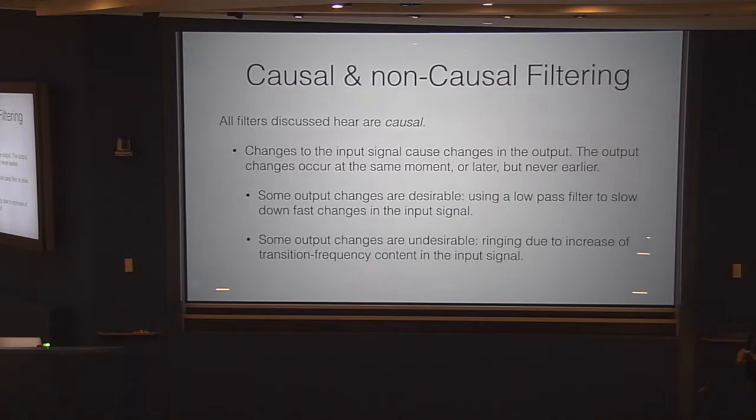All the filters we've been looking at are causal. They take things from the past to figure out what's going to happen now. They don't go into the future to figure out what's going to happen now. All of these filters have effects, therefore, that trail off into the past. Depending on the length of your filter and the order of your filter, it may propagate backwards to the past. Some of these changes are desirable, like low passing, smooth transitions. Some are undesirable, like ringing. But they're all to the past. They're all delayed versions.